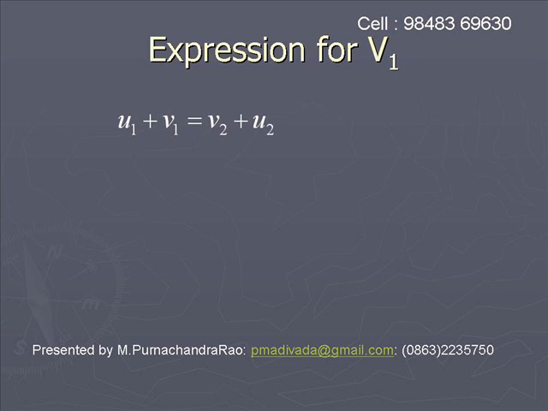Now let us derive an expression for v1, that is the final velocity of the first body in terms of the initial velocities of the two bodies. We have u1 plus v1 is equal to v2 plus u2.